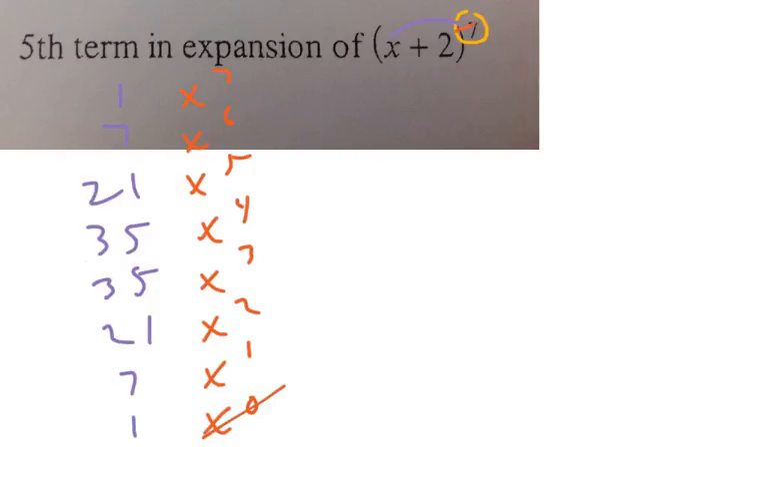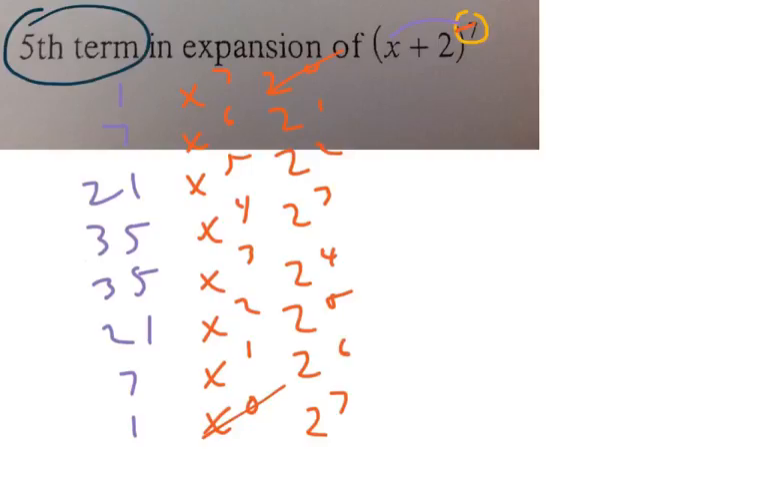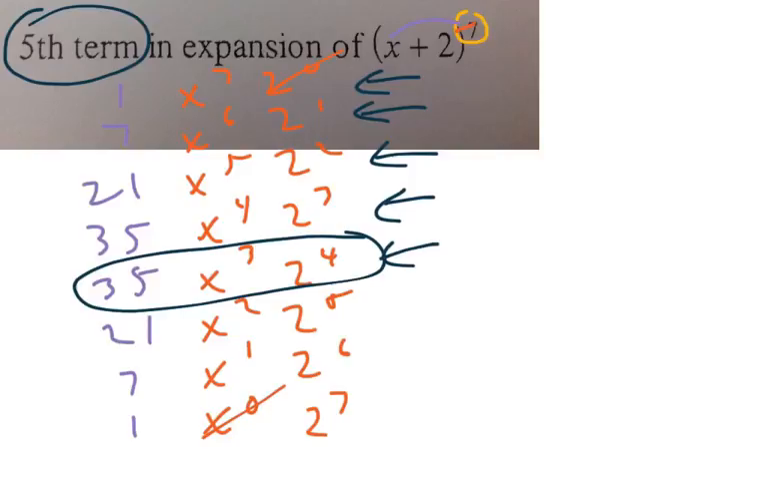Then we're going to go 2 to the 7th power in reverse. 2^7, 2^6, 2^5, 2^4, 2^3, 2^2, 2^1, 2^0, which of course is 1. And they want the 5th term. So I'm going to go 1, 2, 3, 4, 5. So this is going to be my answer, guys.